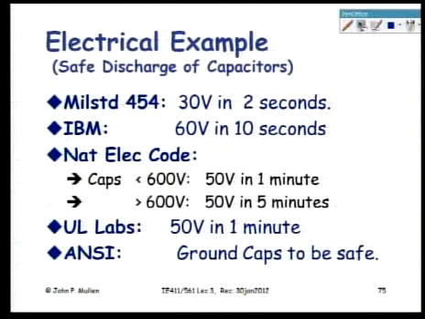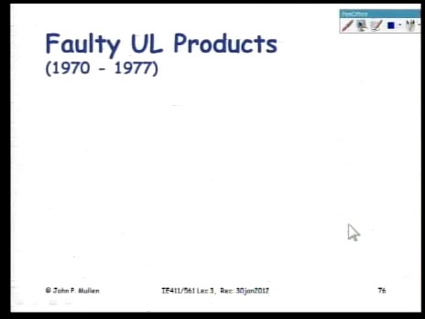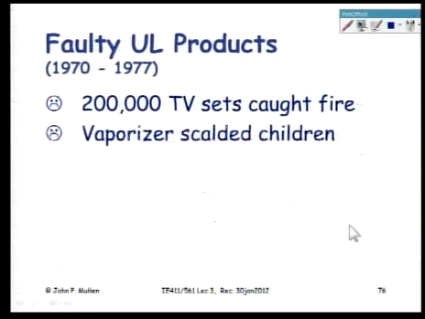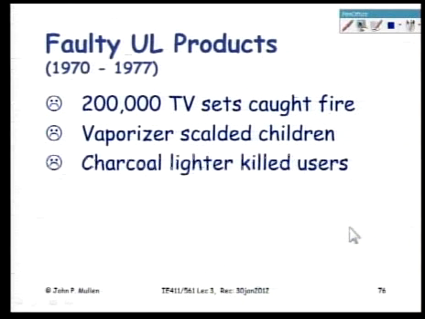If you go into court, they could say, well, we established the National Electrical Code, that's what we used. Yeah, but the guy is still injured. We can't change that. Now, UL, what people may not know, is that Underwriters Laboratories only approves the design, not the manufactured product. So, between 1970 and 1977, 200,000 TV sets caught fire that were UL approved. There was a vaporizer that scalded children. That was recalled. There was a charcoal lighter that killed users.